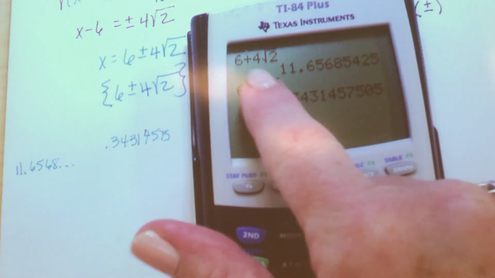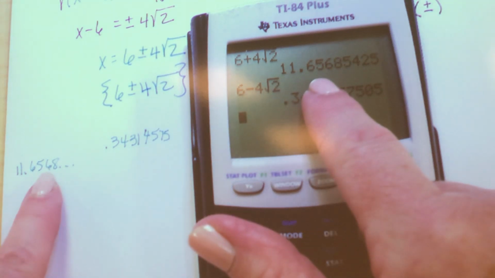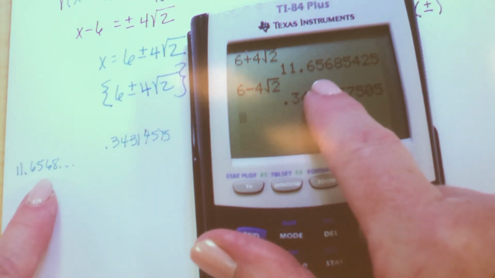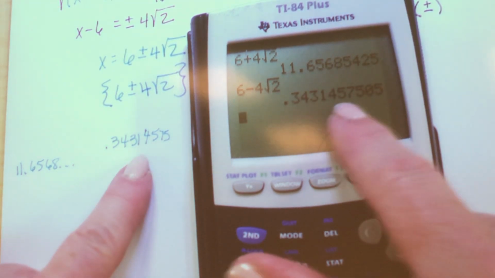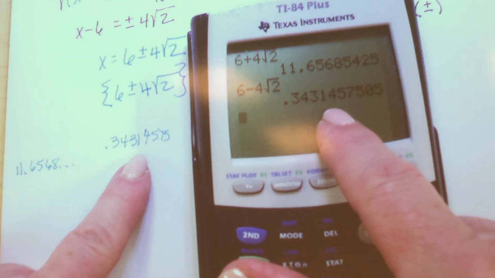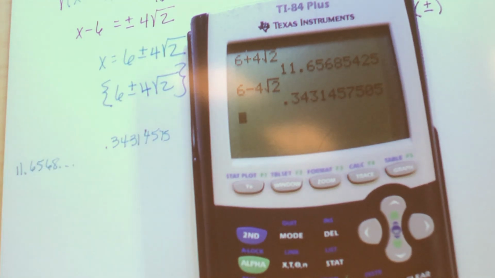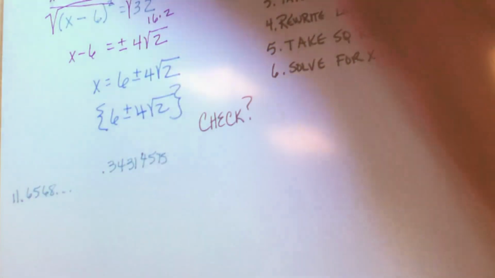Look at that. If I said 6 plus 4 square root of 2, there's my 11.6568.5425, blah, blah, blah. Okay, he's an irrational number, so he doesn't stop. Here's my 6 minus 4 square root of 2. These are my x-intercepts, my zeros, my roots, my answers, my solutions. Okay? All right, anybody got a question?